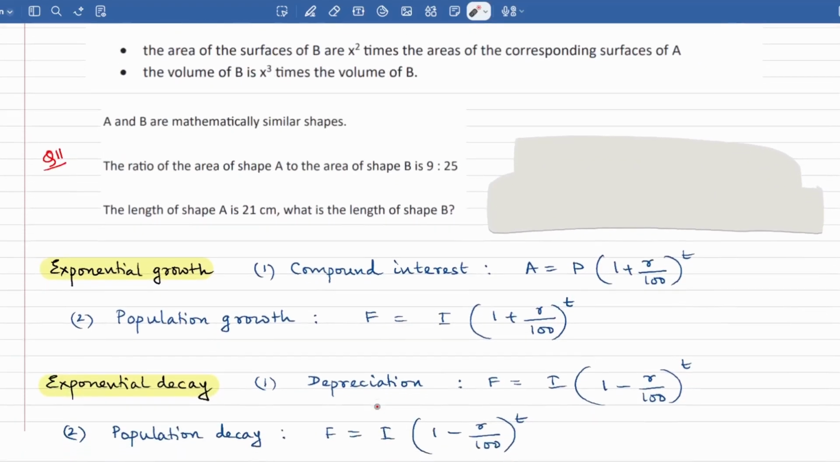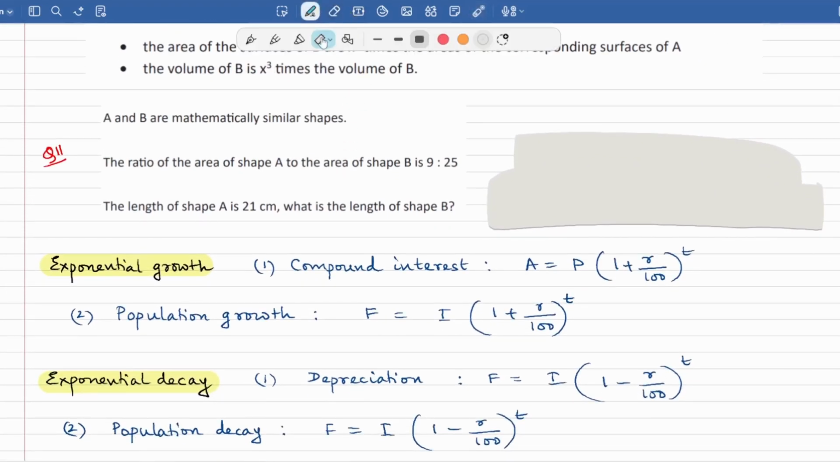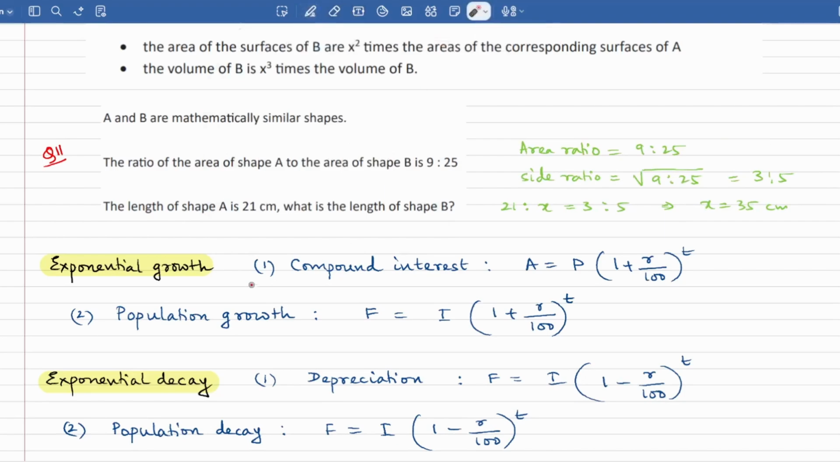Alright. Look into the formula for exponential growth and exponential decay. I have included the commonly used cases. So for compound interest, you have the amount is equal to P into 1 plus R by 100 to the power time. And population growth is given as final population is equal to initial population into 1 plus R by 100 to the power T.